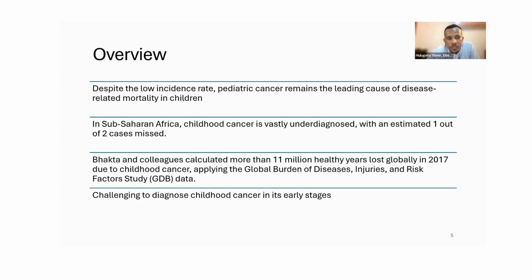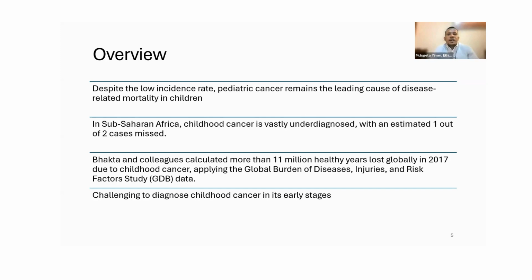So from a study from Nikhil Bhakta and colleagues, they have estimated that 1 out of 2 cases are missed. So when you make a diagnosis of childhood cancer, we think that there are other cases being missed out there, either because of lack of referral or because families may not be able to come. So more than 11 million health years globally are lost from childhood cancer.